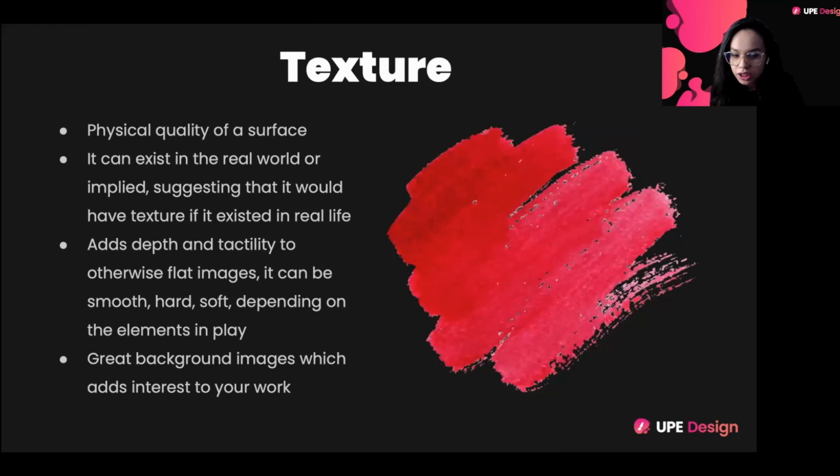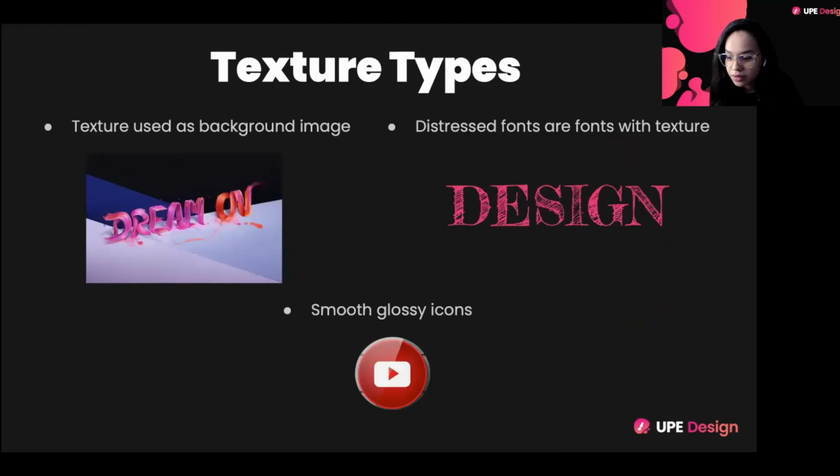So we also have texture. It is a physical quality of the surface. It could exist in the real world or be implied, suggesting that it could have texture if it existed in real life, such as paints or letters that are textured. It also adds a sense of depth and tactility to otherwise flat images. You can also use textures as your background images to give a sense of interest to your design.